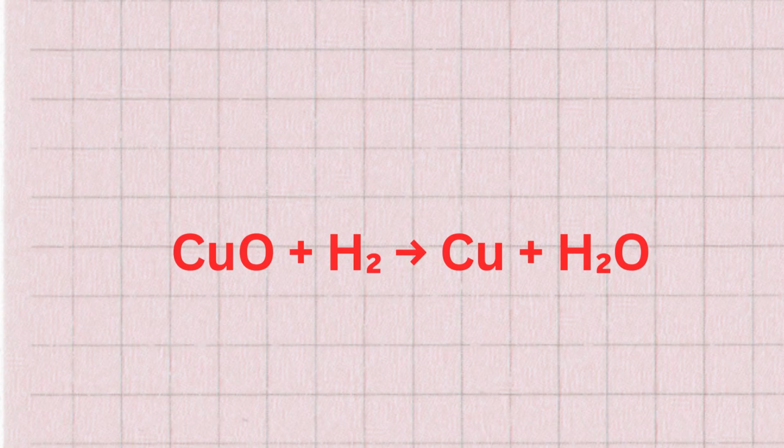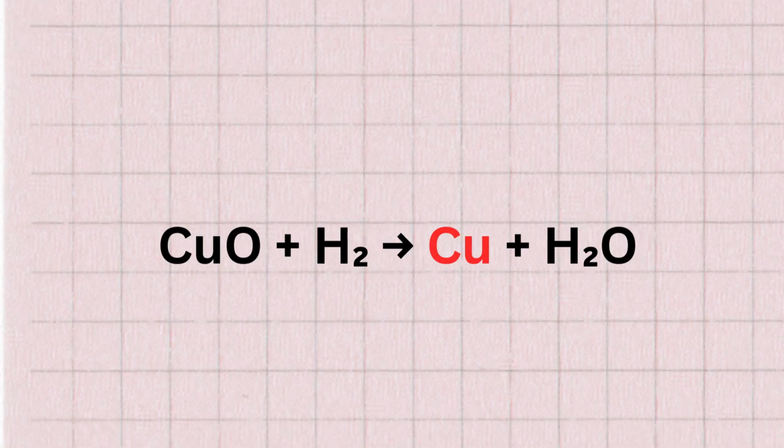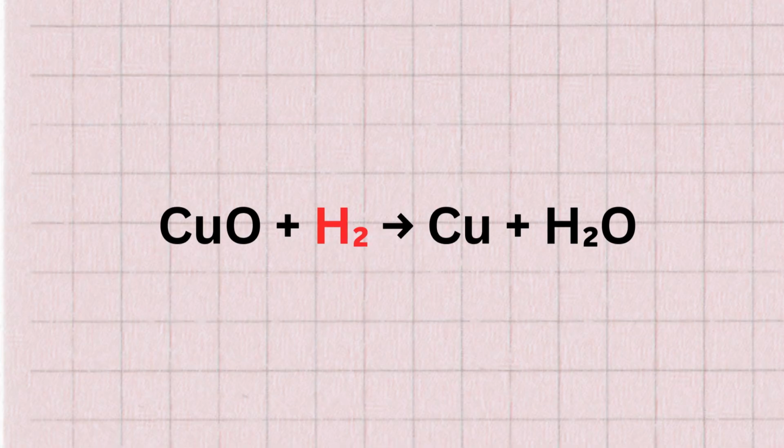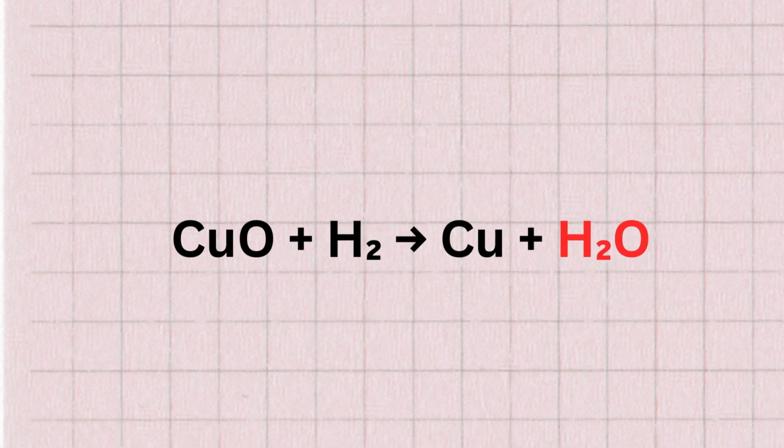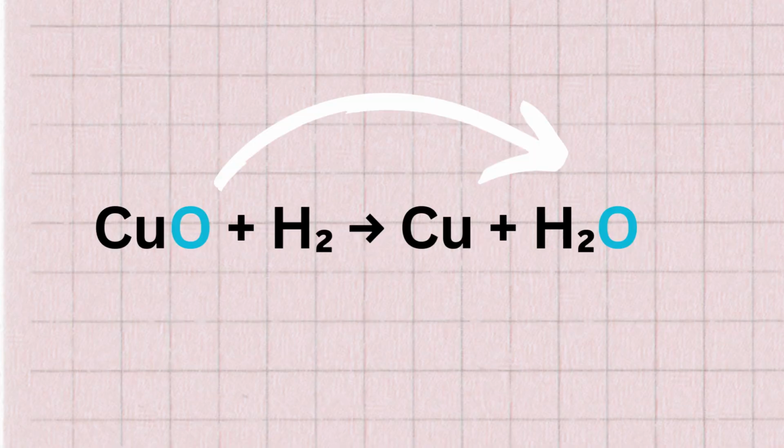Look at this reaction carefully. Copper oxide plus hydrogen gives copper plus water. Before the reaction, copper is combined with oxygen in CuO. Hydrogen is present as H2. After the reaction, copper becomes pure Cu. Hydrogen combines with oxygen to form water.